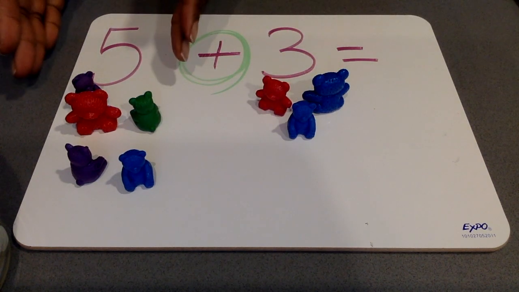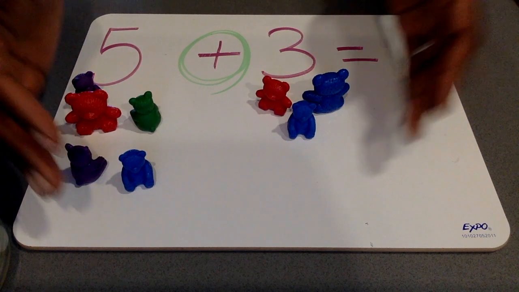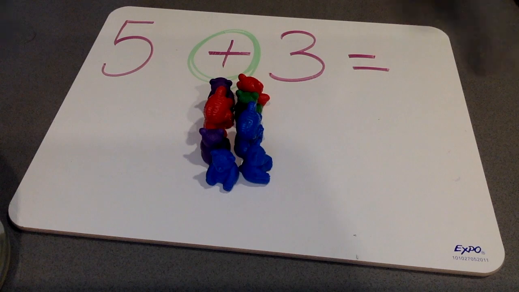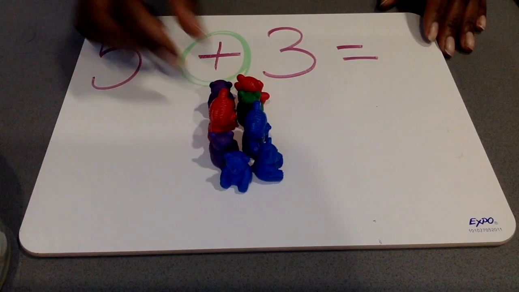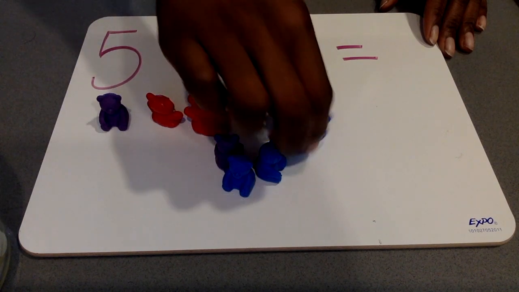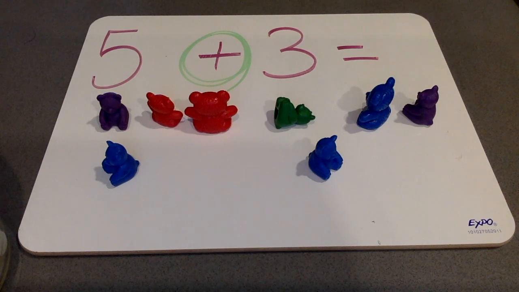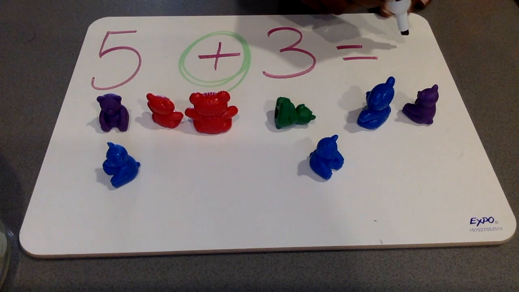Now, I've got 5 over here, and I've got 3 on this side. The next step that I need to do is to join them together to see how many there are in all. So let's move and count. 1, 2, 3, 4, 5, 6, 7, 8. So that lets me know that 5 plus 3 equals 8. So I will write my 8 here next to my equal sign.